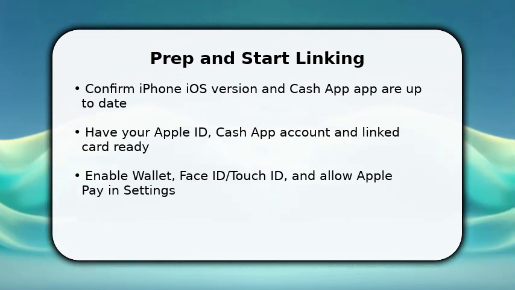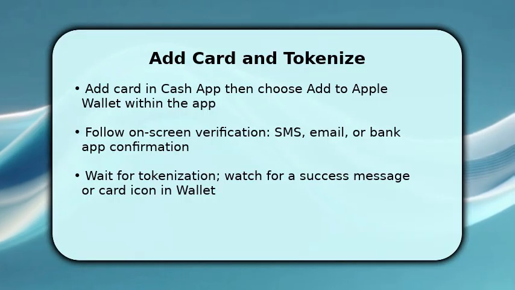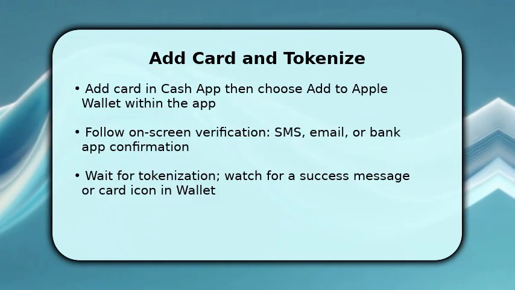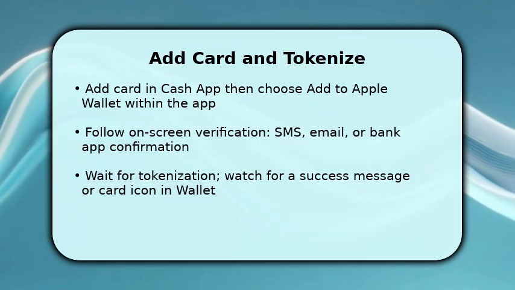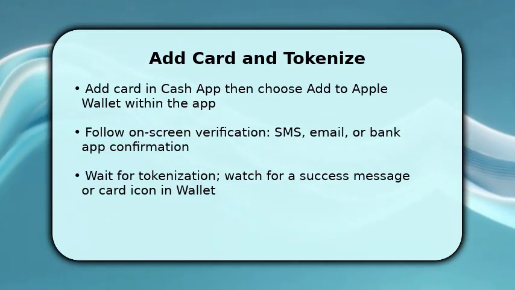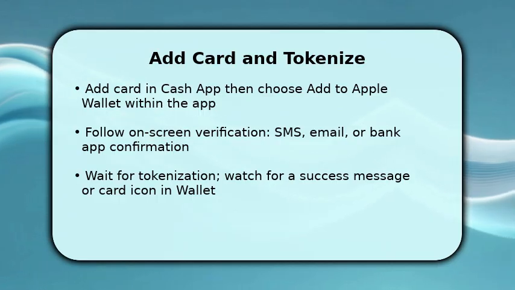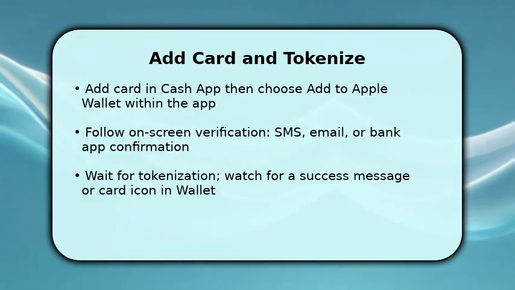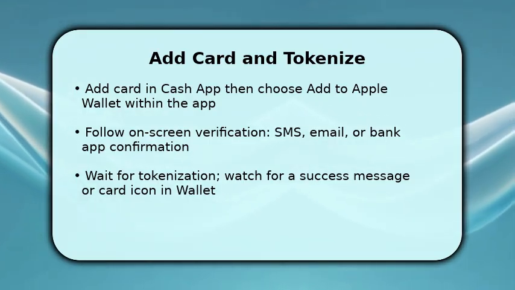Next, add the card inside Cash App and choose Add to Apple Wallet when prompted. This sends a request to Apple's wallet service. You may need to verify ownership via an SMS code, email, or a quick bank app confirmation. Complete whichever verification appears. The app then exchanges card details for a secure token. Make sure you keep the phone online and do not close apps during tokenization. After a short wait, you should see the Cash Card appear in Wallet with a confirmation badge.